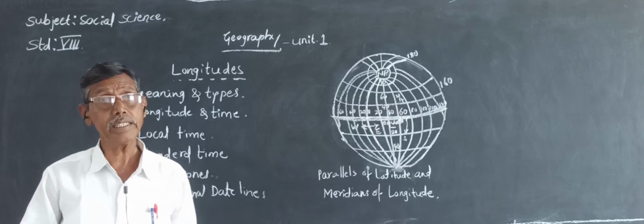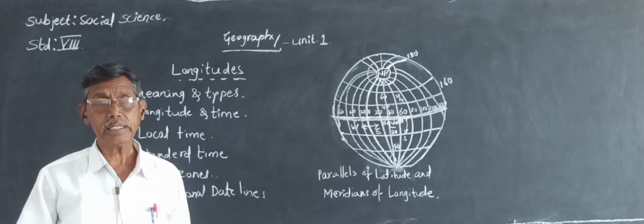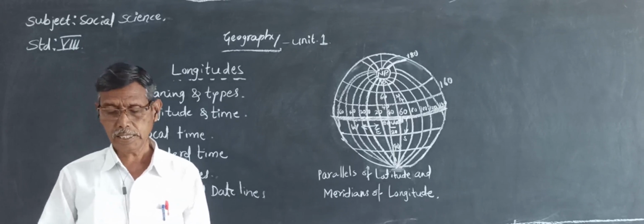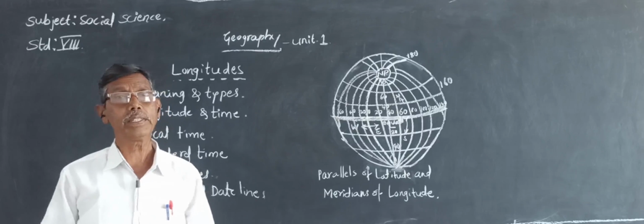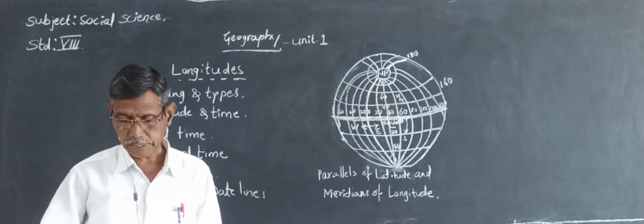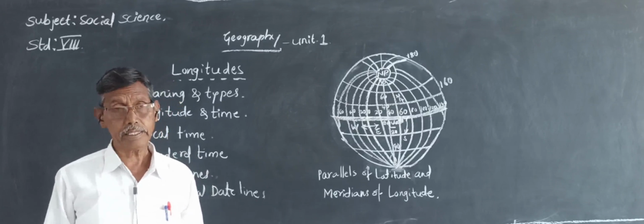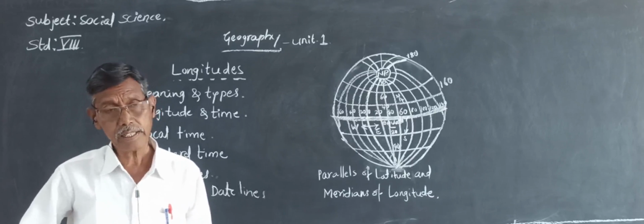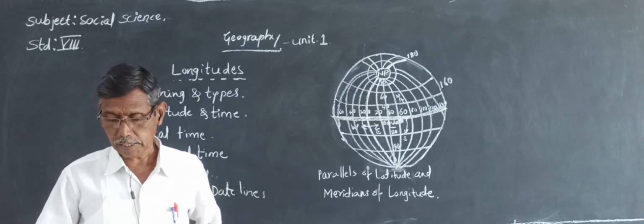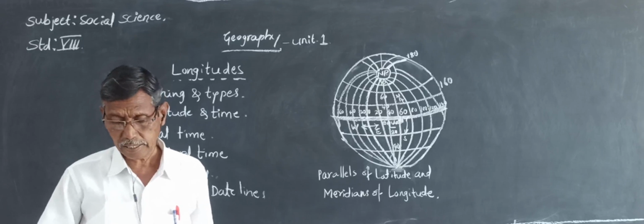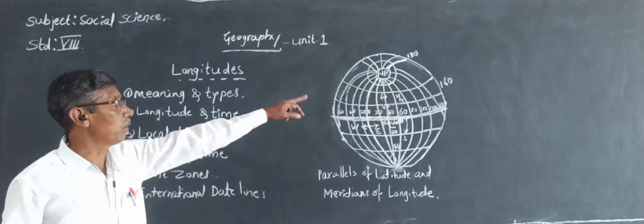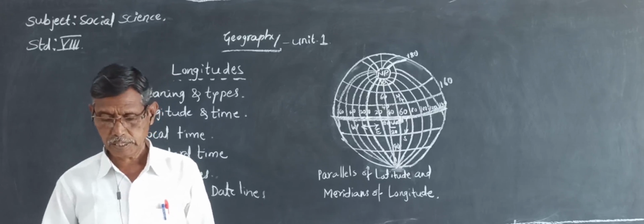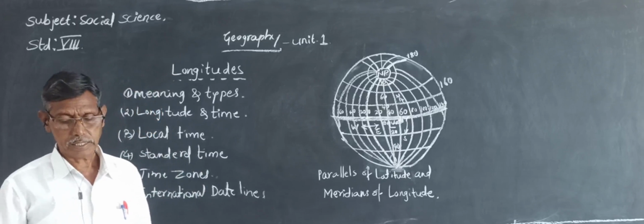Then 23.5 degree north latitude, that is the Tropic of Cancer, and 23.5 degree south latitude, that is the Tropic of Capricorn. And the 66.5 degree north latitude, that is the Arctic Circle, and 66.5 degree south latitude, that is the Antarctic Circle. And the North Pole and the South Pole, these are the important latitudes. Now today we will study about the longitudes.